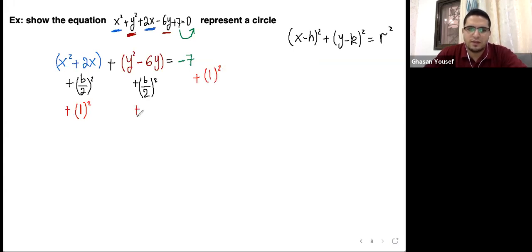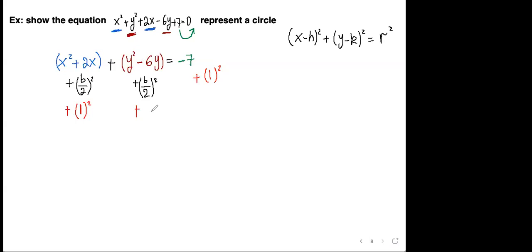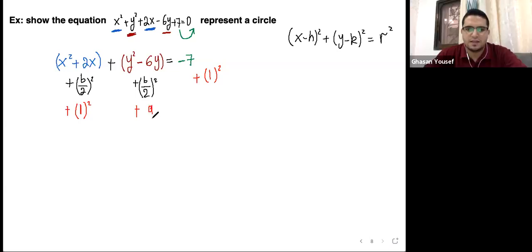Second thing, what do you have to add here for the second parentheses? Minus 6 over 2, what do I get? Minus 3. Minus 3 squared is 9. Exactly, so I add 9 here. Then here I have to add 9 too.